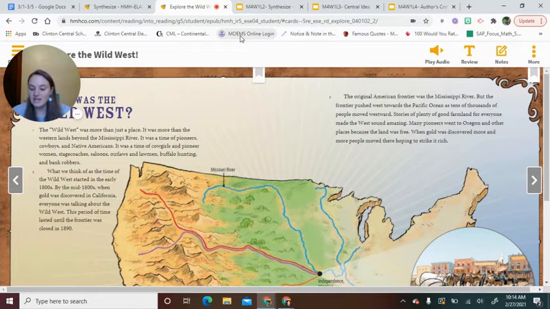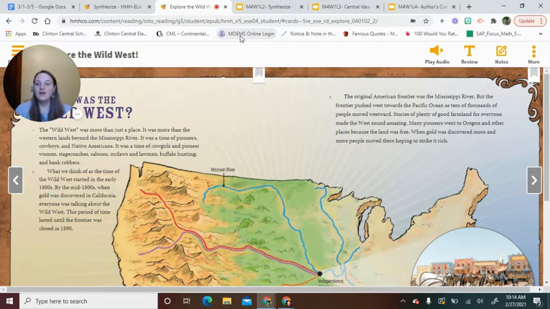It was more than Western lands beyond the Mississippi River. It was a time of pioneers, cowboys, and Native Americans. It was a time of cowgirls and pioneer women, stagecoaches, saloons, outlaws and lawmen, buffalo hunting, and bank robbers. When we think of what we think of as the time of the Wild West started in the early 1800s. By the mid-1800s, when gold was discovered in California, everyone was talking about the Wild West. This period of time lasted until the frontier was closed in 1890.